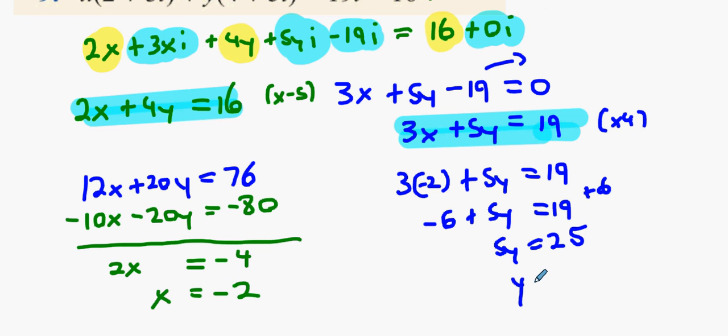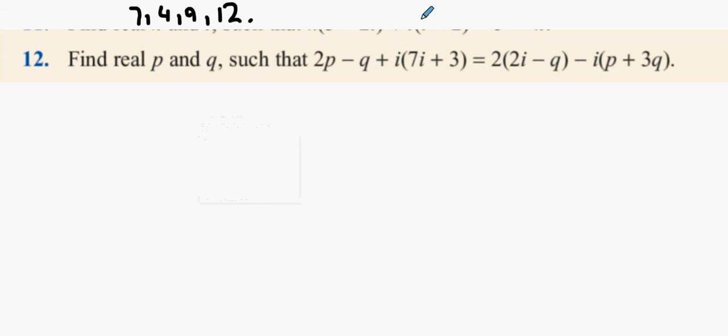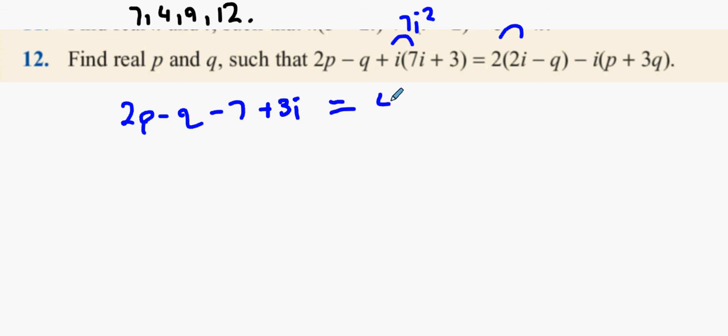Y equals 5. And you're done. Just to give you a little hint on the start. Alright, so the 2p minus q stays the same. You do 7i squared, and you know that 7i squared straight away turns into minus 7. Then you have your 3i. Now equals 2 times 2i is 4i. Minus 2q. Minus pi. And then minus 3qi.